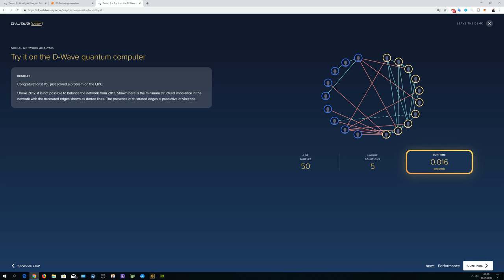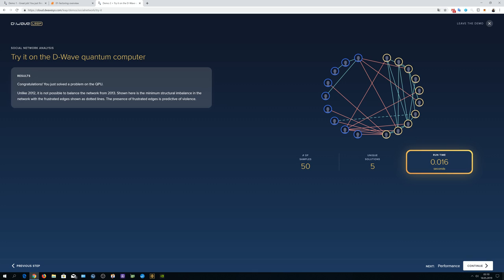Okay, tried on the D-Wave quantum computer. Results, congratulations. You just solved the problem on the QPU, quantum processing unit or something. I need to read that again. What's the meaning of that again? It's very easy, just go to Google and see it.